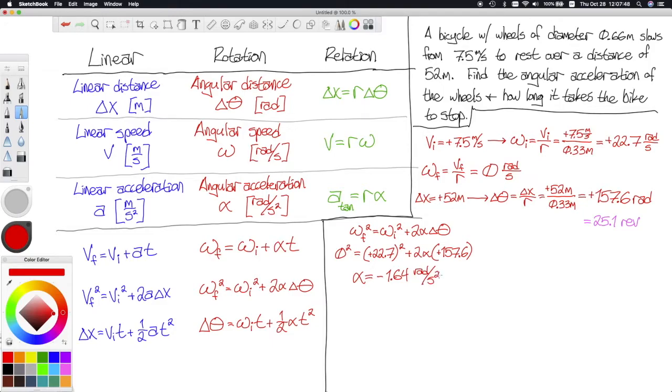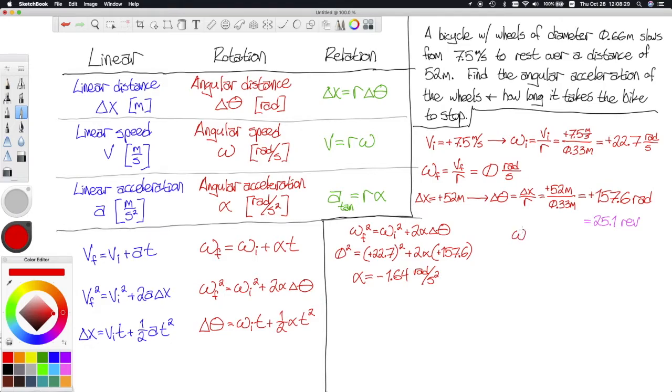The negative here means much the same thing it did with linear acceleration. For linear acceleration, if the velocity is positive, then a positive acceleration meant speeding up, a negative acceleration meant slowing down. Or if the velocity was negative, a negative acceleration meant speeding up and a positive acceleration meant slowing down. Since we have a positive angular velocity in this problem, and we got a negative angular acceleration, that means our velocity and our acceleration have opposite signs. So this object must be slowing down, which makes sense.